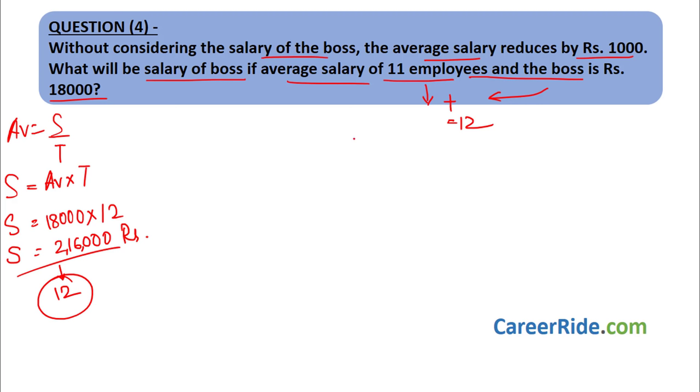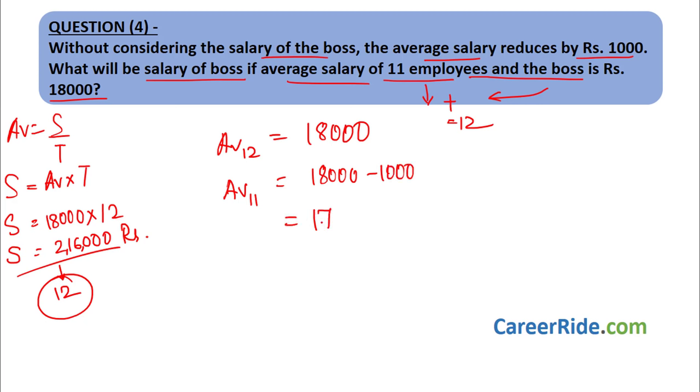Now what they say in the first sentence: without considering the salary of the boss. So if you exclude the salary of the boss, the average salary reduces by rupees 1000. The average salary for 12 people, that is 11 people plus the boss, is 18,000. If you do not consider the boss, the number of people would be only 11, right? The boss is 1 person, so 12 minus 1 is 11. The average salary reduces by 1000, so 18,000 minus 1000, that is nothing but 17,000. So the average salary for the 11 employees is 17,000, right?